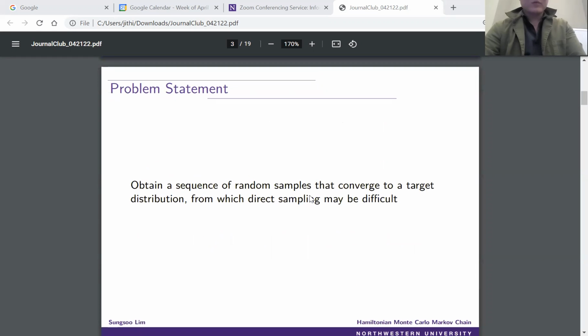So the general problem statement for the algorithm can be that we want to obtain a sequence of random samples that converge to a target distribution from which direct sampling may be difficult. So I think it's also the basic problem statement for the Monte Carlo Markov chain algorithms.